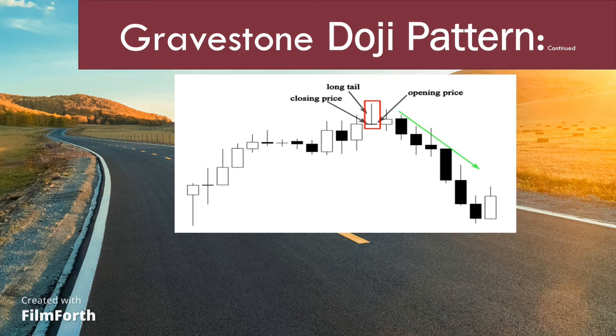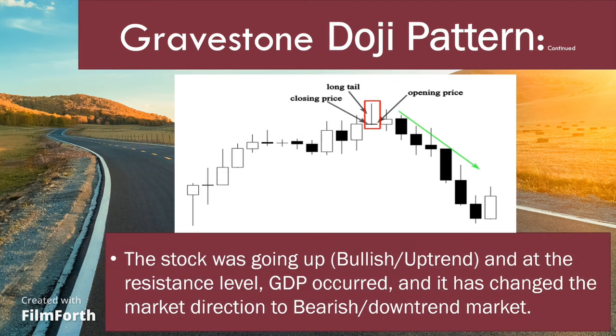So the stock was going up. It was a bullish or an uptrend market, and at the resistance level, as I said, at the top of the trend, Gravestone Doji pattern occurs, and it has changed the market direction to a bearish or a downtrend market. So it's very clear. If you have it at the top, please remember, it means the market direction will change.